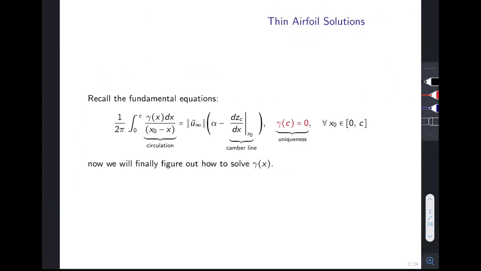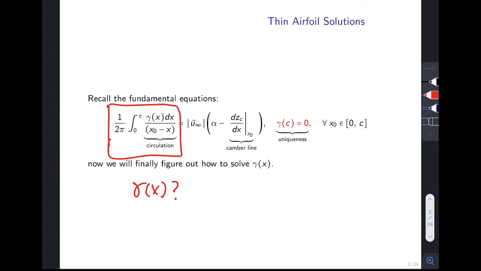Hi everyone, welcome back. So in this lecture, I will continue to talk about fundamental equations for the thin airfoil solutions. So we have this equation right over there. All we need to do is solve for gamma x. This is the integral equation, and the left-hand side is the integration of the unknown function with a known function, x naught minus x. The unknown function is gamma x.